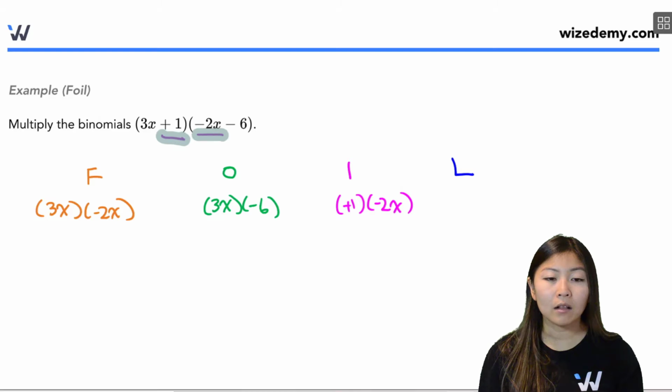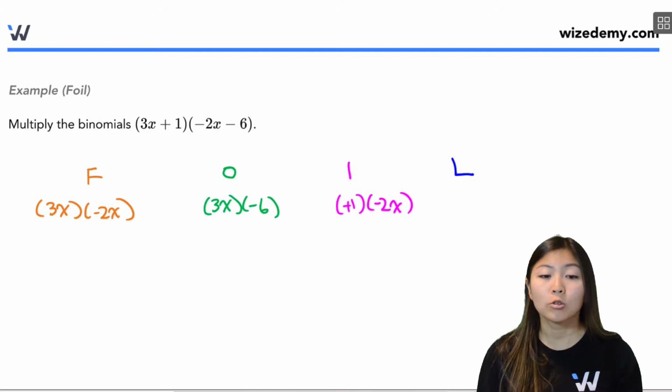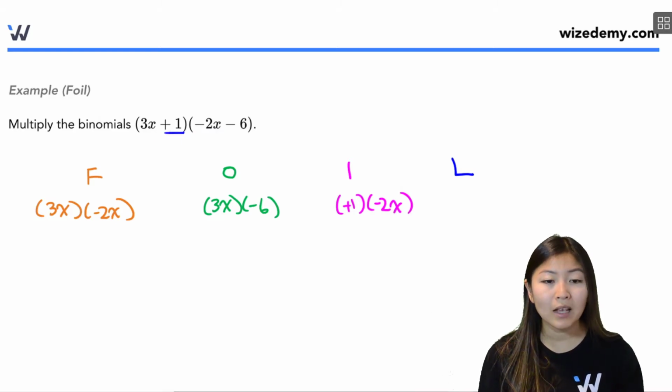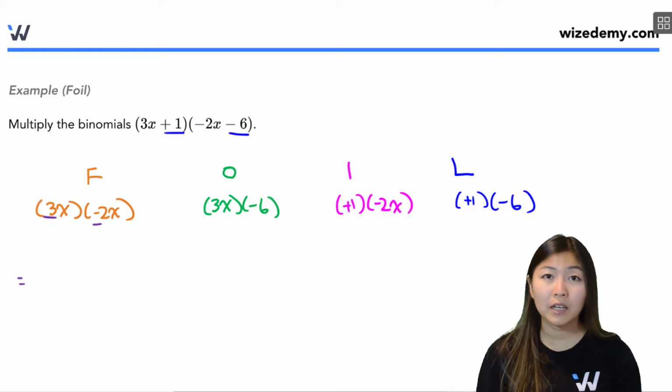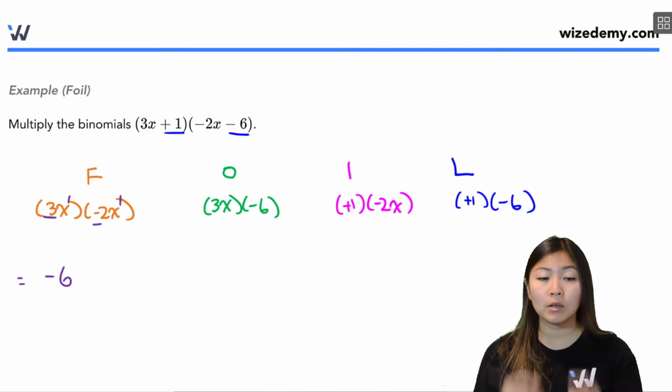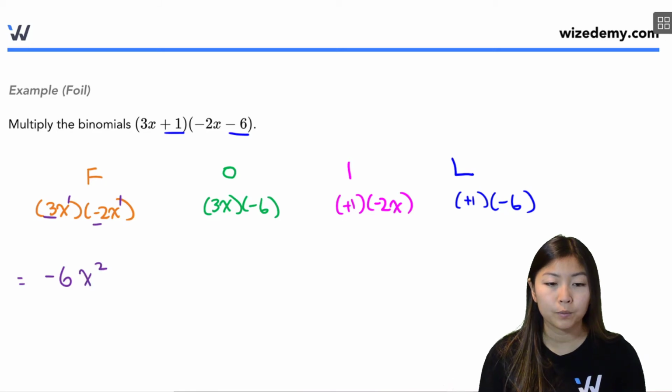And finally, L. L stands for last. So if I look at both of these brackets, they both have a last term. So that's a positive 1 times a negative 6. Now let's crunch them all up. 3 times negative 2, well, a positive and a negative, that makes a negative. x times x, well, they're both x to the power of 1, so if I add the exponents together, that's x to the power of 2.